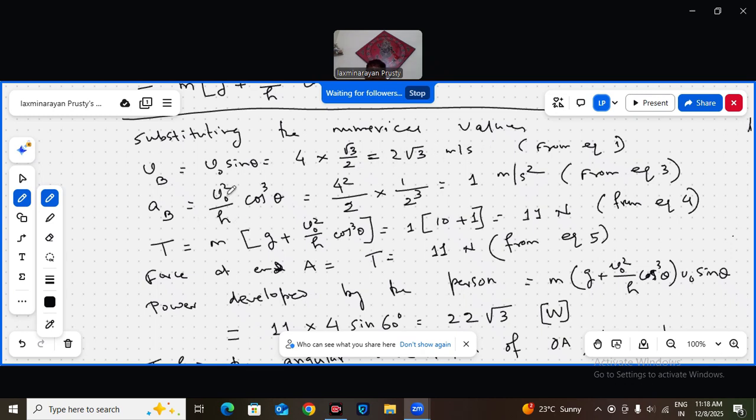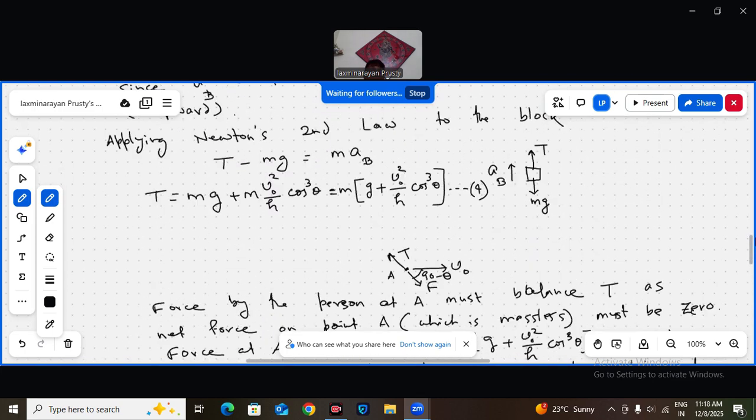AB is V naught square by h cos cube theta from equation 3. That is 4 square by 2, into 1 by 1 by 2 to the power 3, because cos 60 is 1 by 2. So this becomes 8 by 2, so 1 meter per second square is the acceleration of B. Remember this. And acceleration of A, how much?